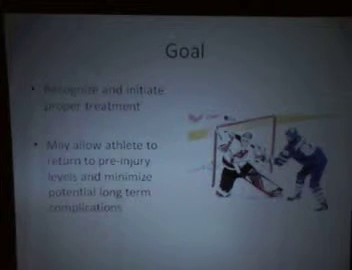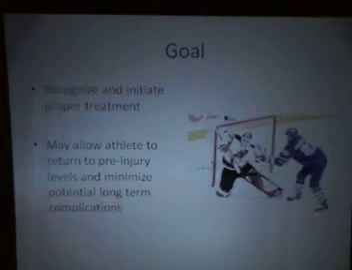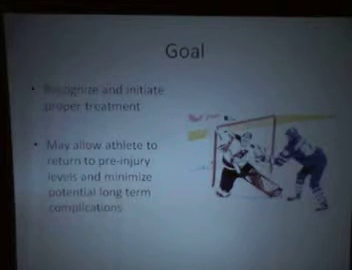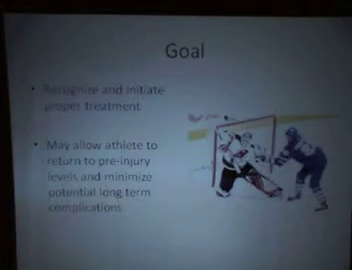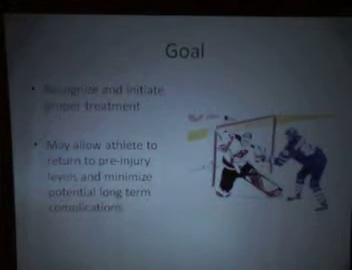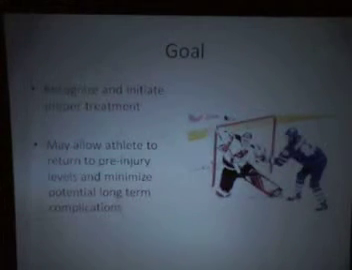So the goal here is basically to recognize and pick up the patients that have articular cartilage injuries, deal with them, institute appropriate management, and allow them to get back to a pre-injury level of function.